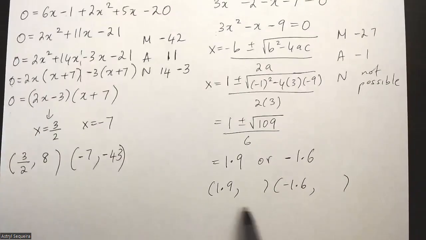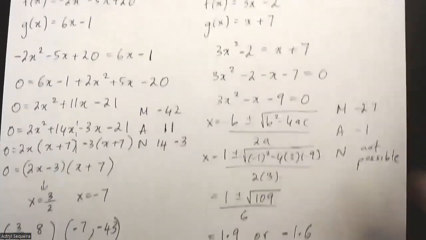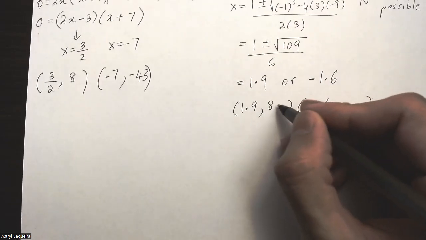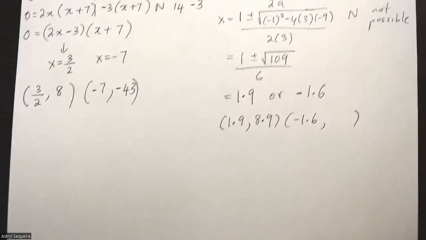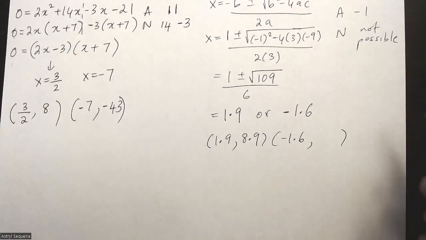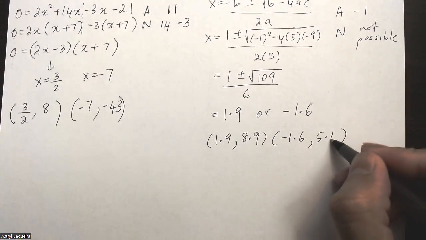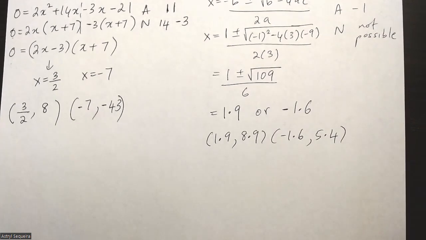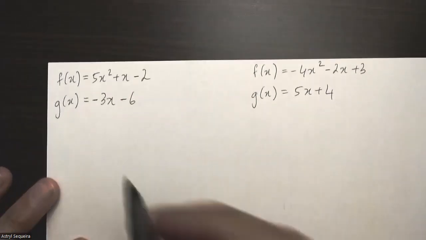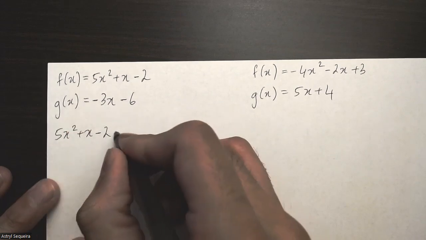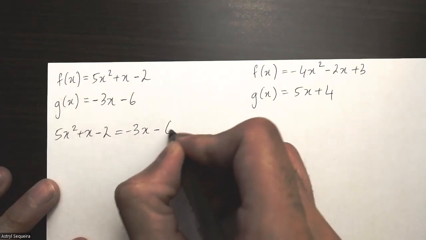To find my y values, I'll sub in these two x values into the linear equation. So 1.9 plus 7, that's just 8.9. And then negative 1.6 plus 7 is just 5.4. So I found my 2 points of intersection for this one using the quadratic formula. Let's go to the third and fourth example next. So 5x squared plus x minus 2 equals negative 3x minus 6.